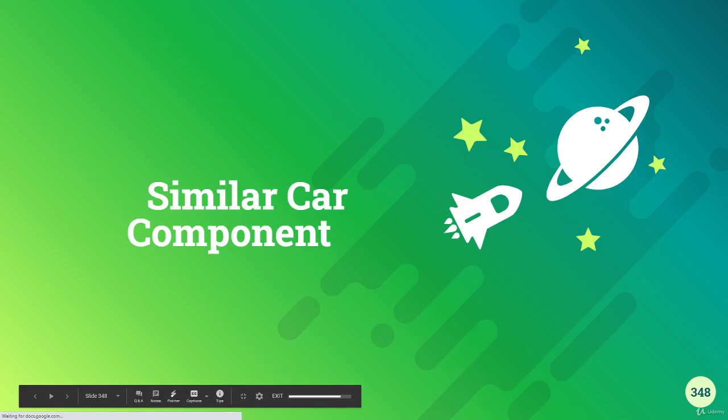So now our car explorer page is ready. Now we'll move to our record page, and there we want to place a component called similar car component, with which we are able to fetch the similar cars. So let's go and create this component now.